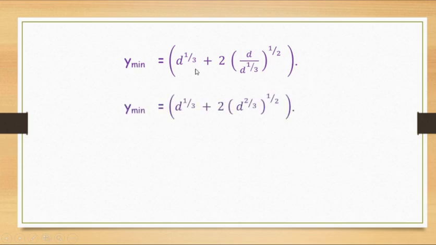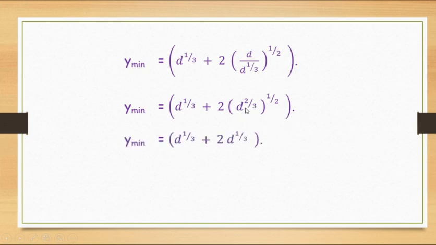For that, the first term is d raised to 1/3 as it is, plus 2 as it is. Here d raised to 1, here it is d raised to 3 by 2. Another law, a raised to m divided by a raised to n implies a raised to m minus n, that we have to apply here. In the numerator, d raised to 1, in the denominator d raised to 1/3. Hence it will be d raised to 1 minus 1/3, that is 2/3. Hence it is d raised to 2/3 whole bracket raised to half.